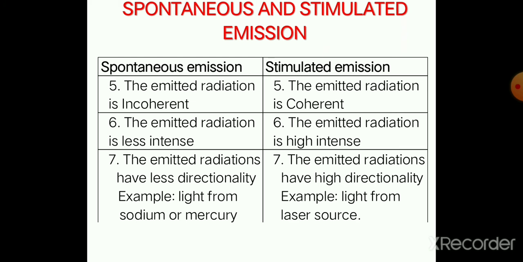Fifth one, in spontaneous emission, the emitted radiation is incoherent. In stimulated emission, the emitted radiation is coherent. Sixth one, in spontaneous emission, the emitted radiation is less intense. In stimulated emission, the emitted radiation is highly intense. Seventh one, the emitted radiation has less directionality in spontaneous emission, for example, light from a sodium or mercury lamp. In the case of stimulated emission, the emitted radiation has high directionality, for example, light from a laser source.